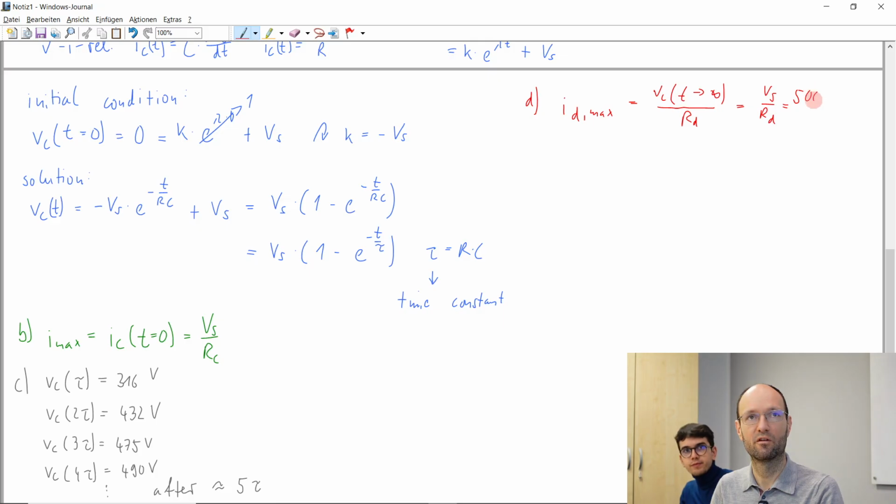And so we have 500 volts divided by 0.5 ohm. Ohm is volt divided by ampere. And 500 divided by 0.5 is 1000, and I don't have much space, so I will write 1 kiloampere.